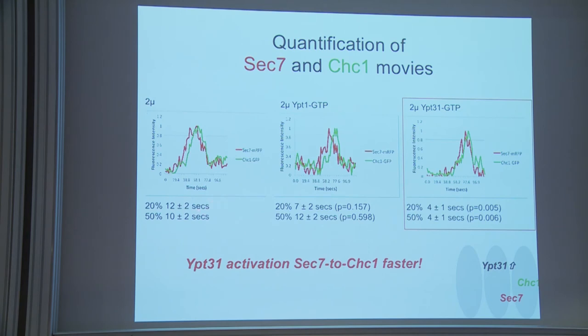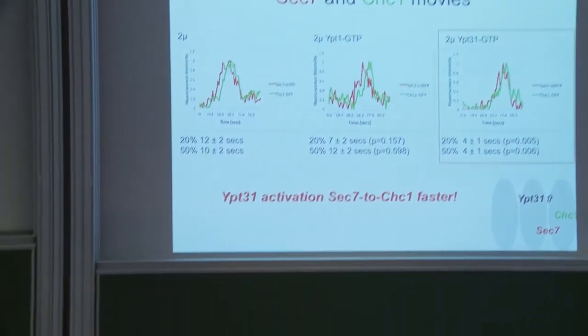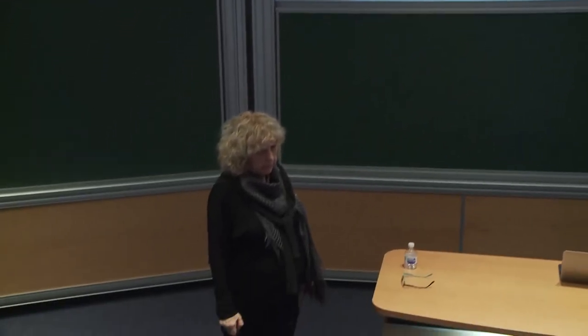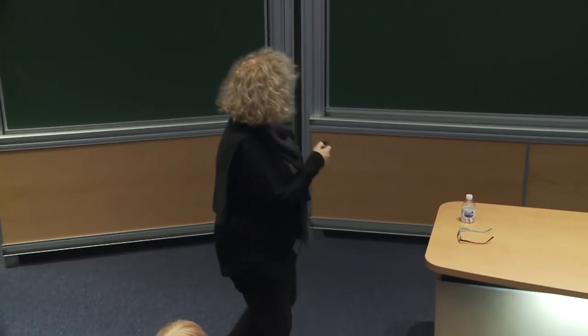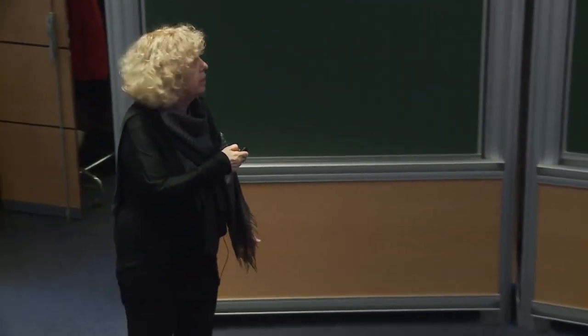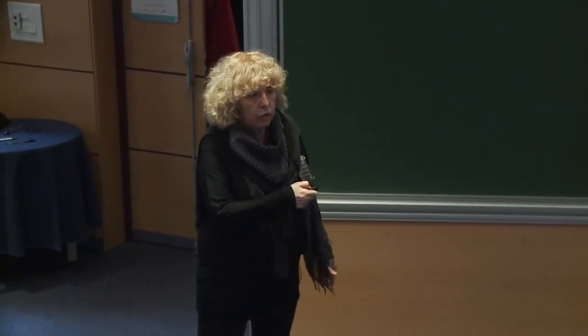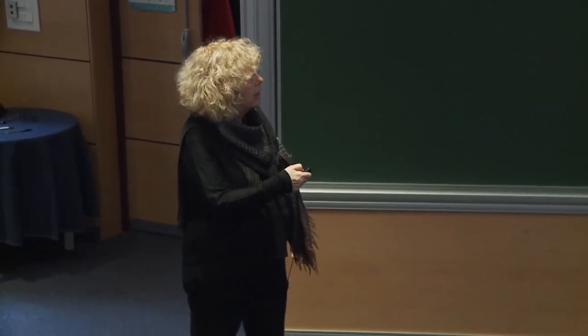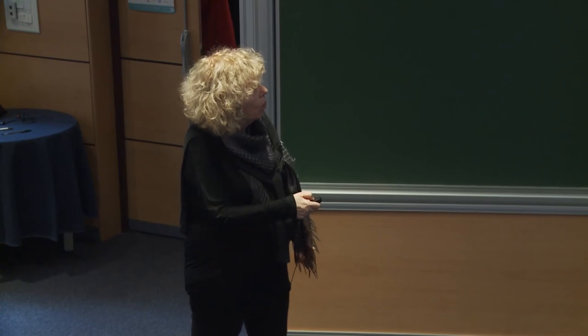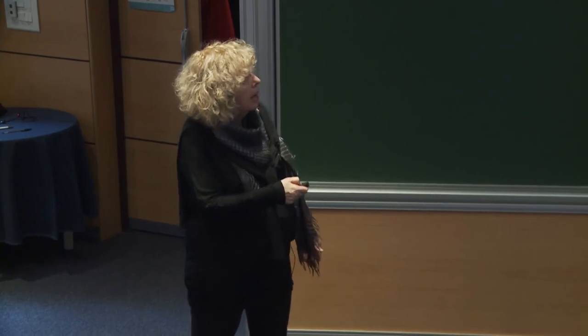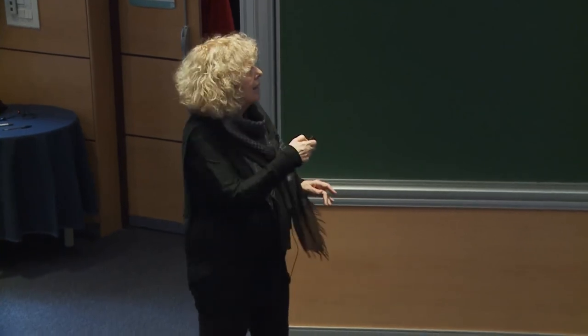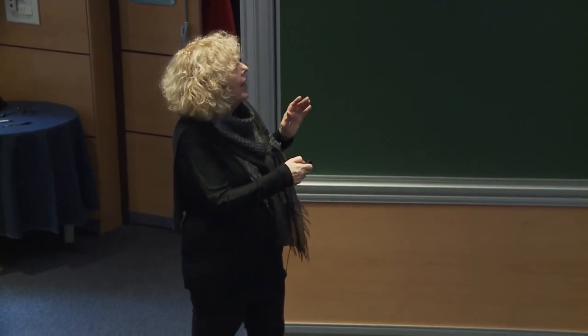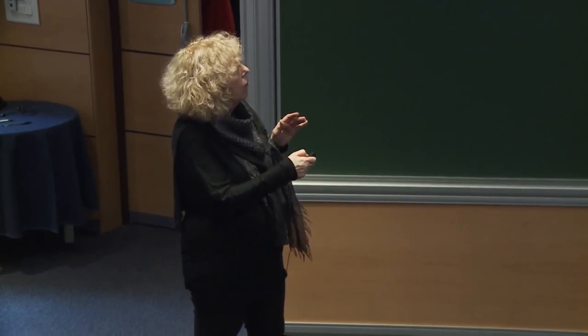But there are events that are happening either faster or slower, right? Yes. So, I don't know. We can talk about quantification and whether this is enough to say that it's 12 plus minus 2 or 4 plus minus 1. It's the increase of the red light, the red marker.